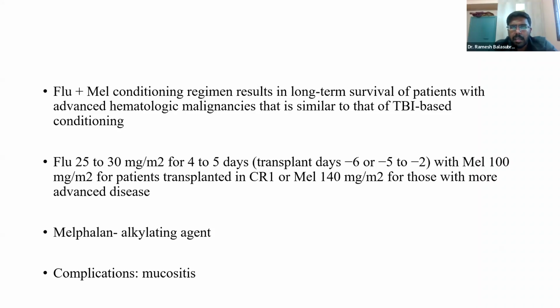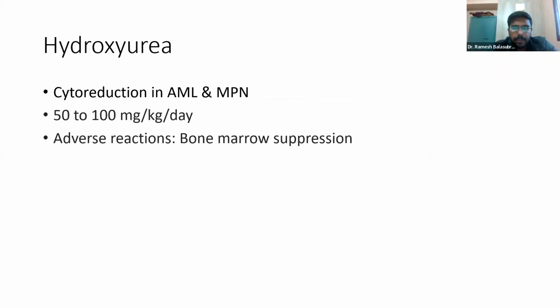It results in longer survival of the patients. The toxicity is slightly lesser, and the response is also similar to TBI-based conditioning. The dosage is fludarabine 25 to 30 milligram per meter square for 4 to 5 days, with melphalan 100 milligram per meter square used for patients who are transplanted in the first CR, or a higher dose of melphalan for those who have advanced disease. Melphalan, as you all know, is an alkylating agent. The main complication is mucositis.